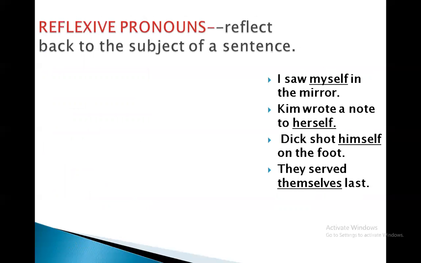And reflexive pronouns reflect back the subject of the sentence. I told you already, when work is done by any subject, it reflects back. I saw myself in the mirror. Who appears? I appear in the mirror, no other person, because I am the person who is doing the work and it reflects on me. Kim wrote a note to himself. He has written to himself, not for any other. Dick shot himself on the foot. They served themselves last. Myself, herself, himself, themselves are reflexive pronouns.